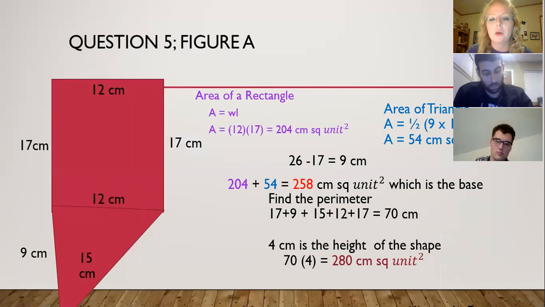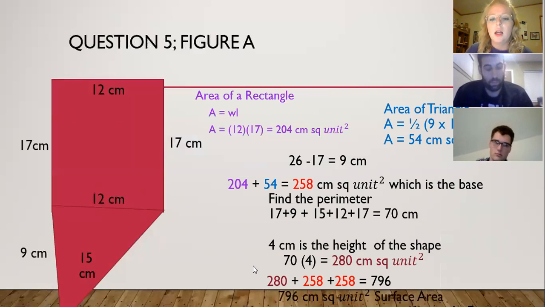Now we'll find the perimeter. The perimeter is adding up all the sides, which is 70 centimeters. The 4 centimeters is the height of the shape. So we're doing 70 times 4 equals 280 centimeters squared. And we're going to add this 280 centimeters squared plus 2 bases, because you have a top one and a bottom one for a 3D figure. And when we add it all together, that gives us 796 centimeters squared for the surface area.